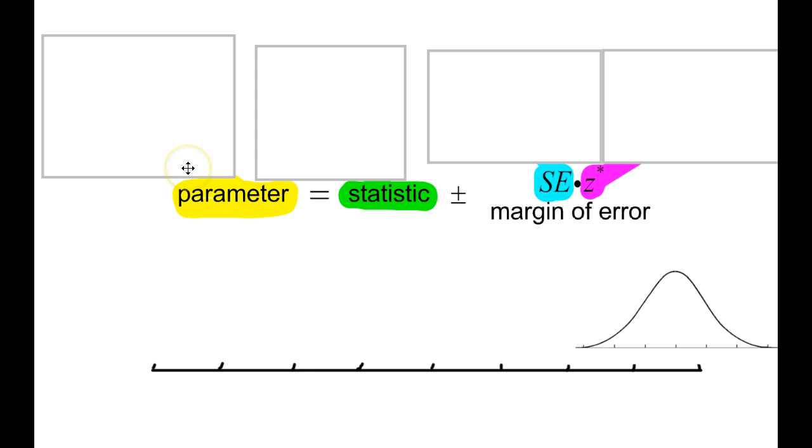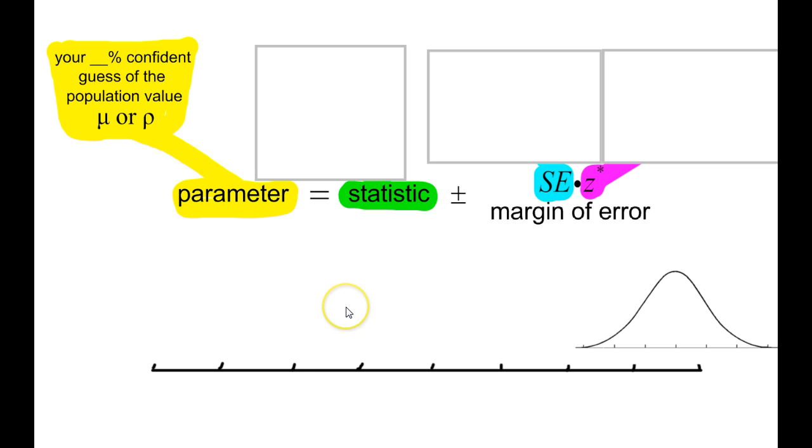Let's go ahead and uncover each of these one at a time and try to understand what they mean. The first one is actually saying the confidence interval itself. Whenever you make a confidence interval, you're making an estimate for what is the real mu, the population mean, or the real rho, the population proportion. So this is saying your parameter is your guess of what is the confidence interval for the population.